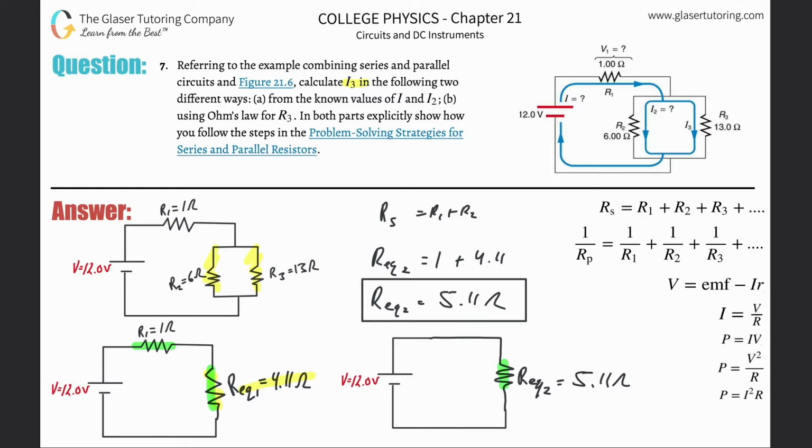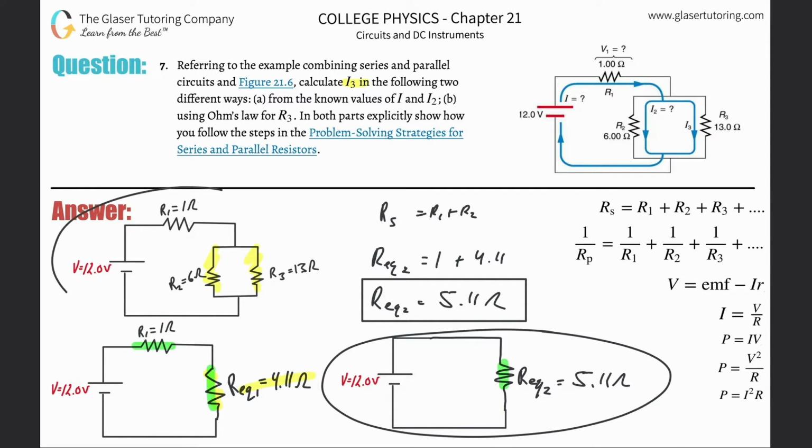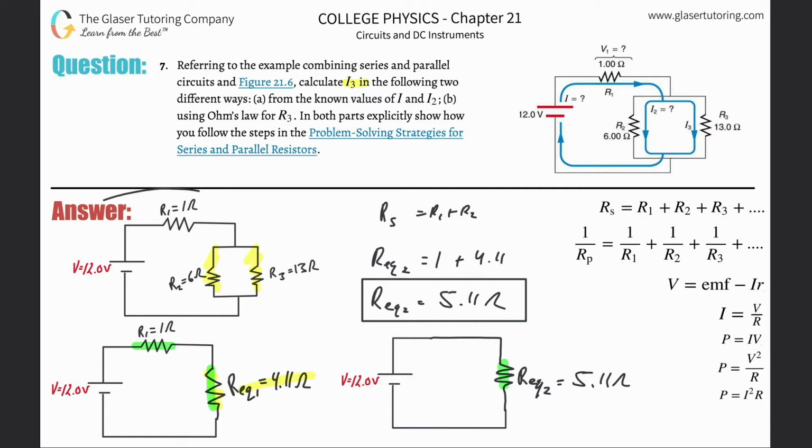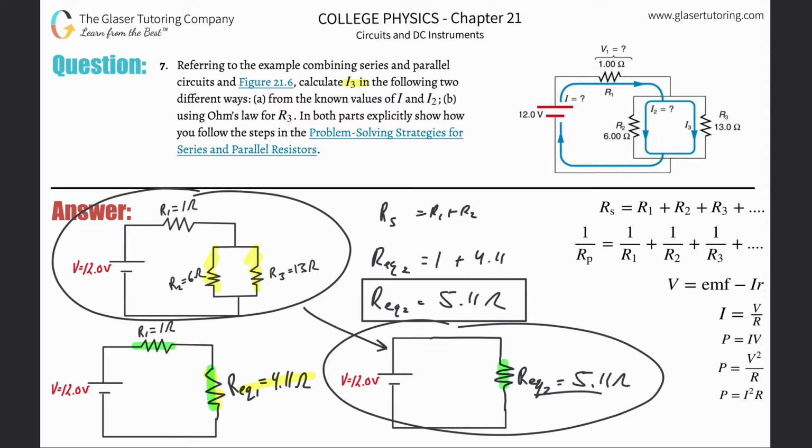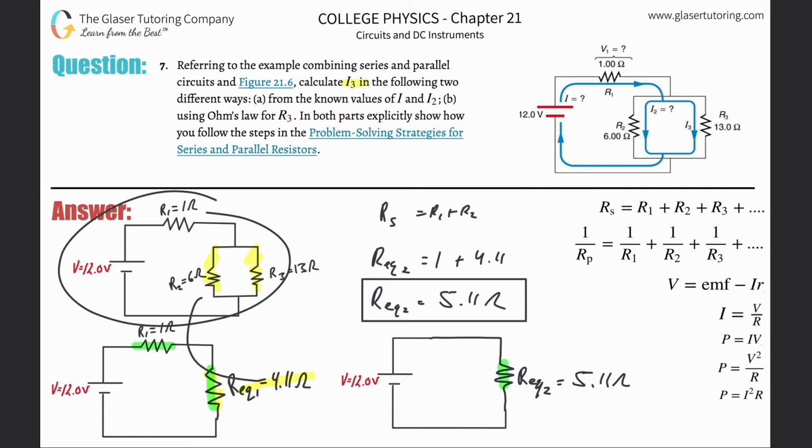Obviously, they are not identical, though. This has 3 resistances and this has 1, okay? But this simple circuit acts as if it is this complex circuit. Or in other words, it might make more sense to say this complex circuit acts as if it has a single resistance on it that has a value of 5.11 ohms.